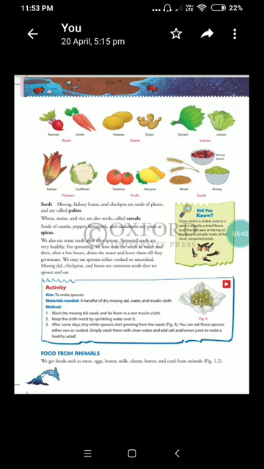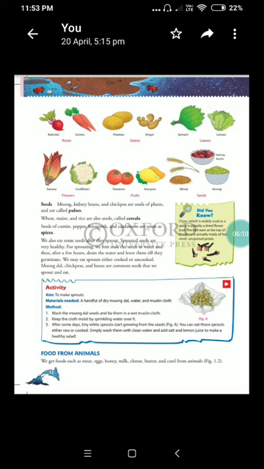Next one, stems. A stem is the main structural support for the most complex plants. Children, we all drink sugarcane juice. It means we get sugarcane juice from the stem of the sugarcane plant, right? We also eat underground stems of plants such as potato, ginger, garlic.